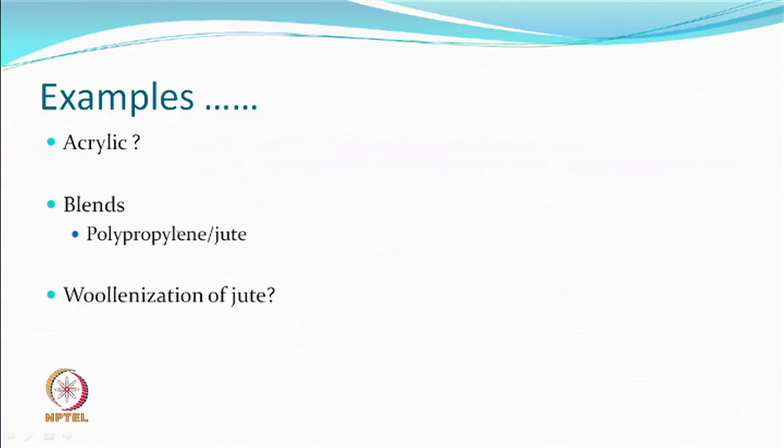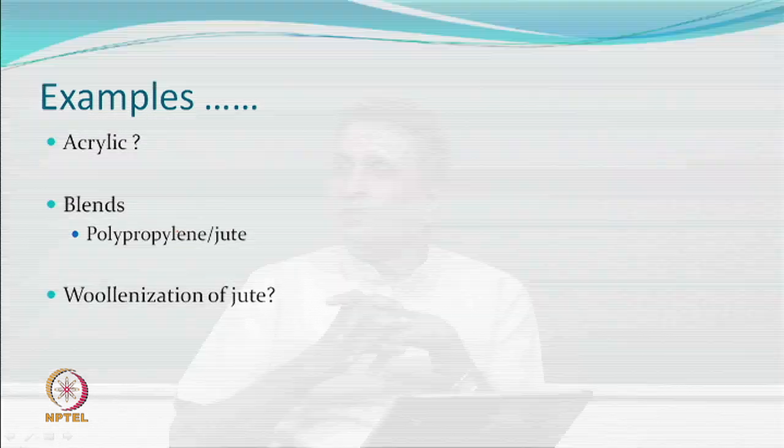So, what kind of an example is possible? There is a yarn which is available in the market, which we call as based on acrylic fibers, but you can have blends, polypropylene and jute. Now, how would polypropylene and jute work? Are we saying polypropylene will shrink and jute will not? That can also happen, but then polypropylene must shrink more, but normal polypropylene may not shrink that much.